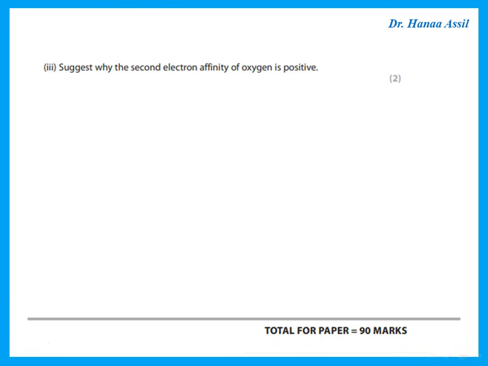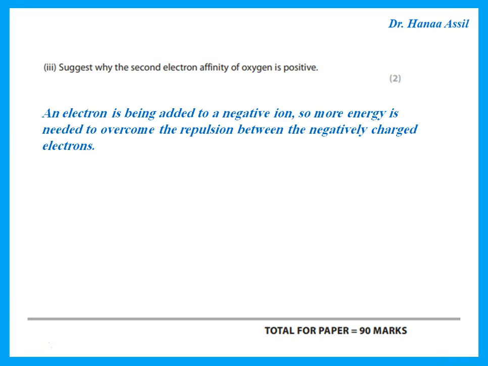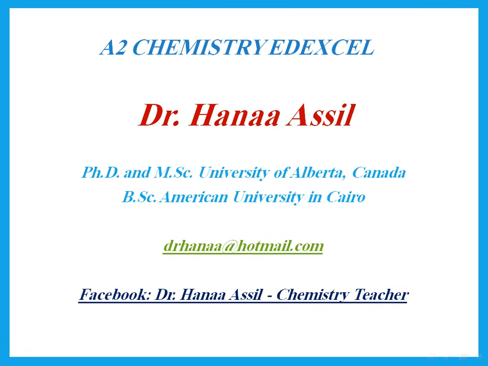Suggest why the second electron affinity of oxygen is positive. Remember, second electron affinity is always positive because you're adding an electron to a negative ion, so something that has already an extra electron, we're adding another electron, so more energy is needed to overcome the repulsion between the negatively charged electrons. Okay, that's the end of this paper.